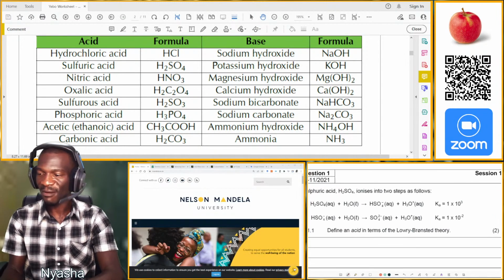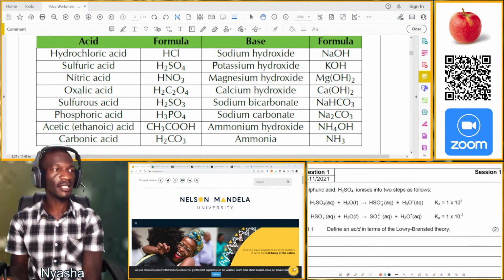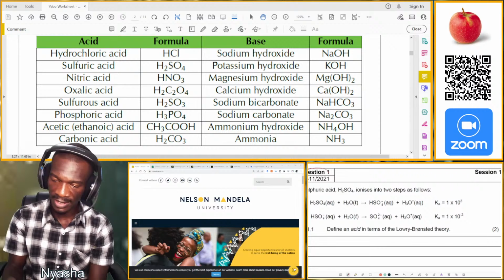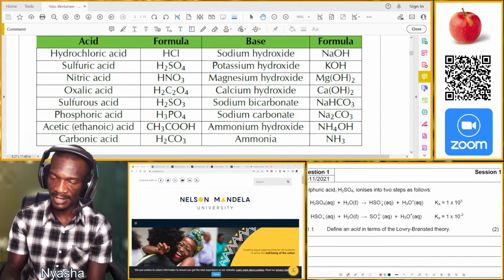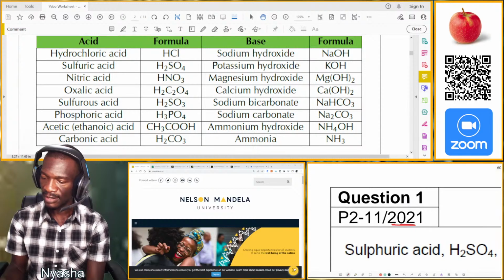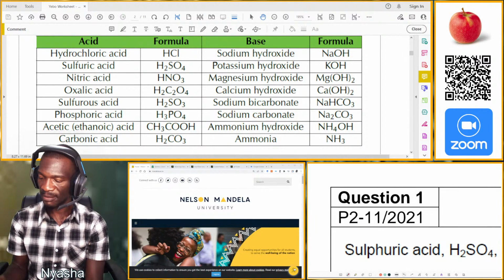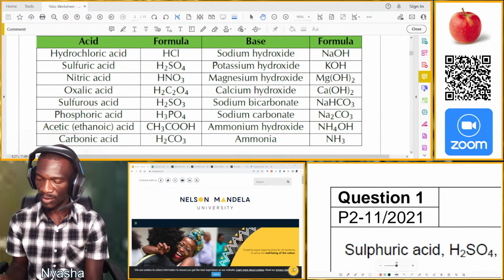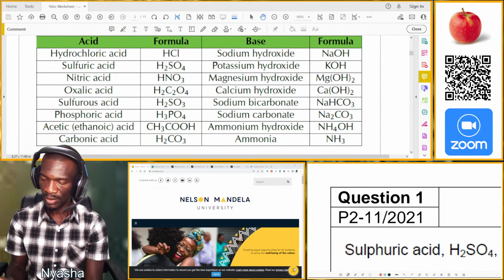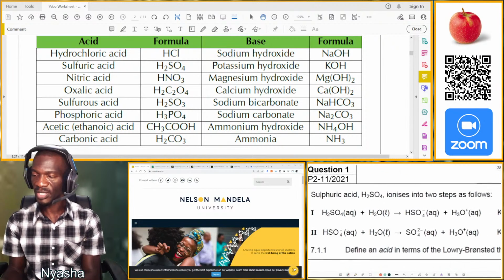Right, so what is our first question? Our first question is from this paper. You can download this paper so that you can see this question. This paper is the 2021 November paper 2. That's the paper that we are working with. This paper has a question that reads as follows.